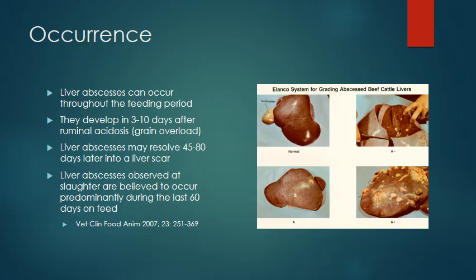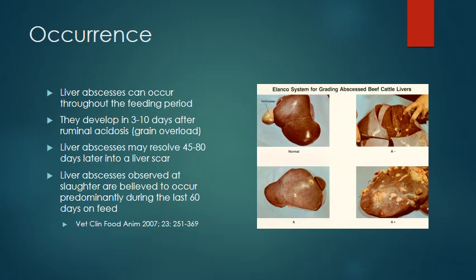Liver abscesses can occur throughout the feeding period. They typically develop in 3 to 10 days after an incidence of grain overload or ruminal acidosis. These liver abscesses may resolve in 45 to 80 days, and you may see a liver scar on the capsule surface for those that have resolved. Liver abscesses observed at processing are believed to occur predominantly during the last 60 days on feed.